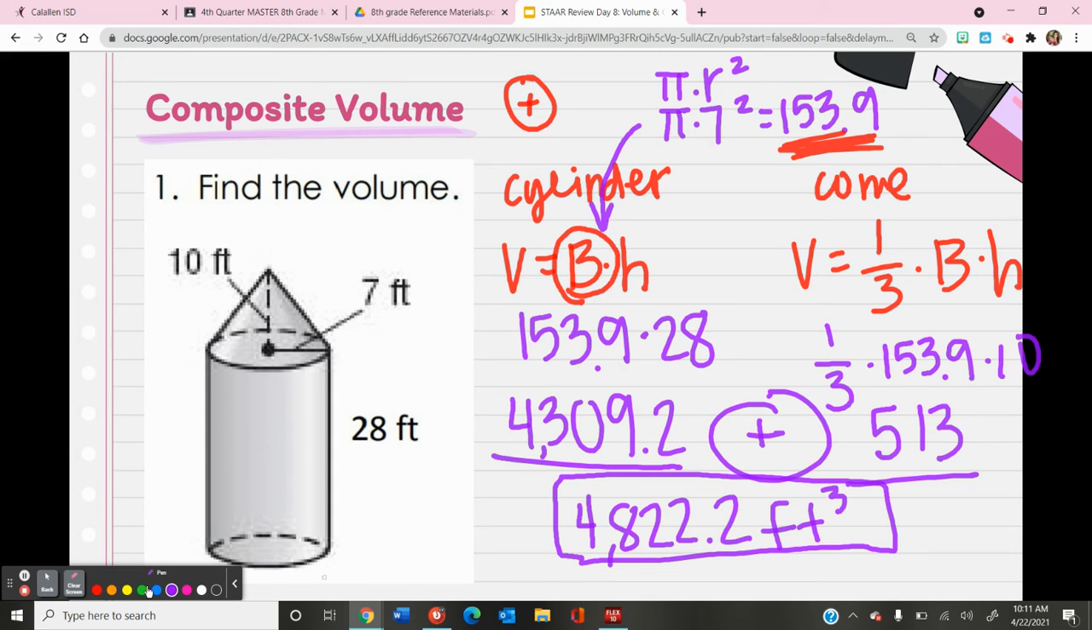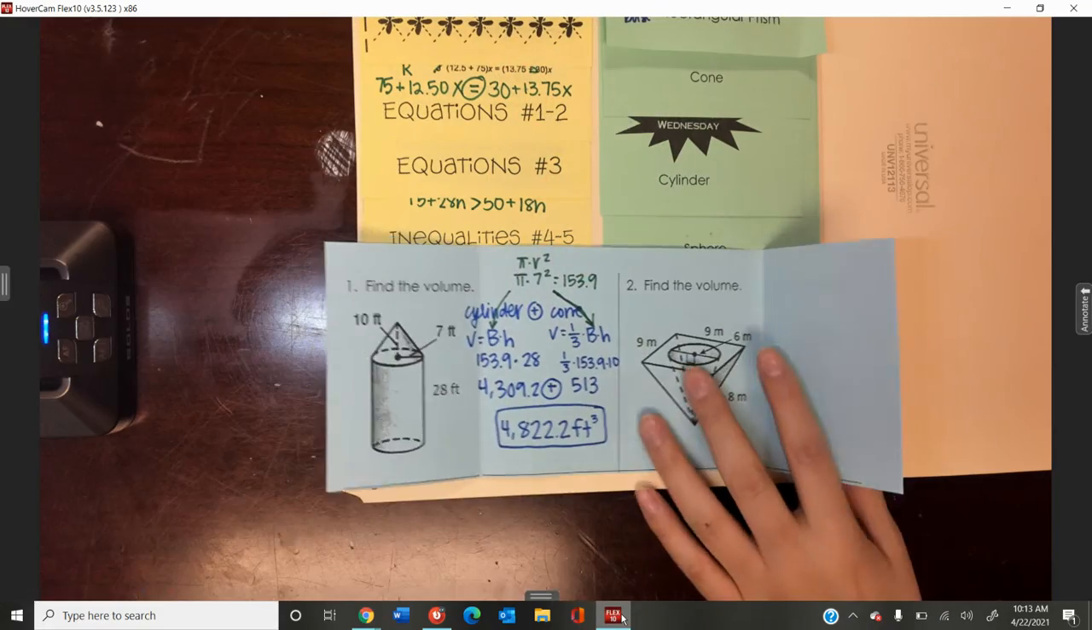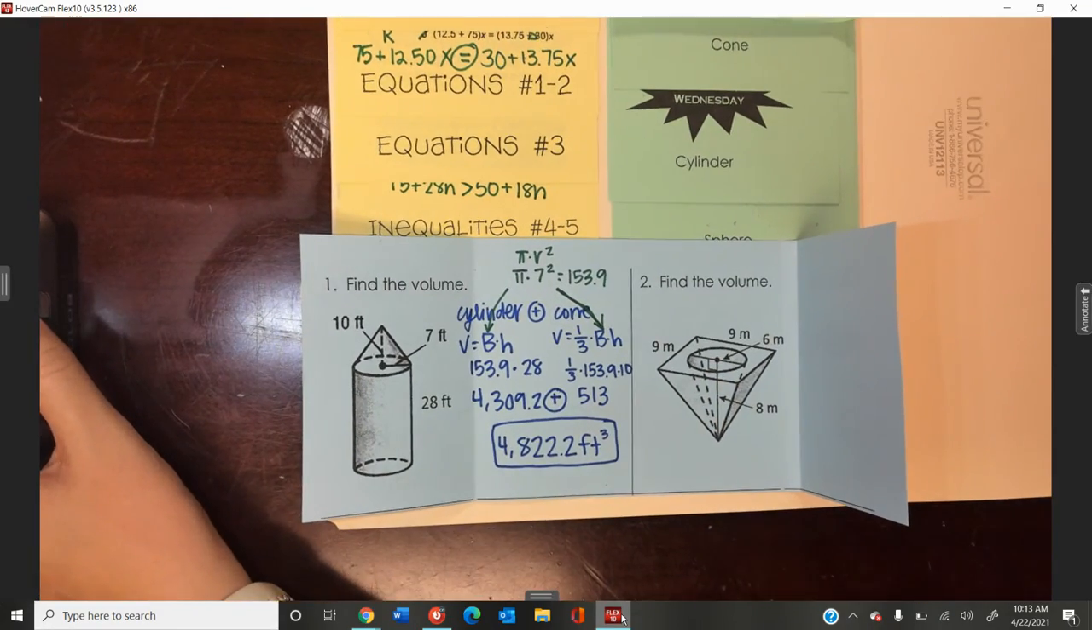So now taking a look at your foldable, let's see how everything that needs to get put in there. This is everything you should have written down.